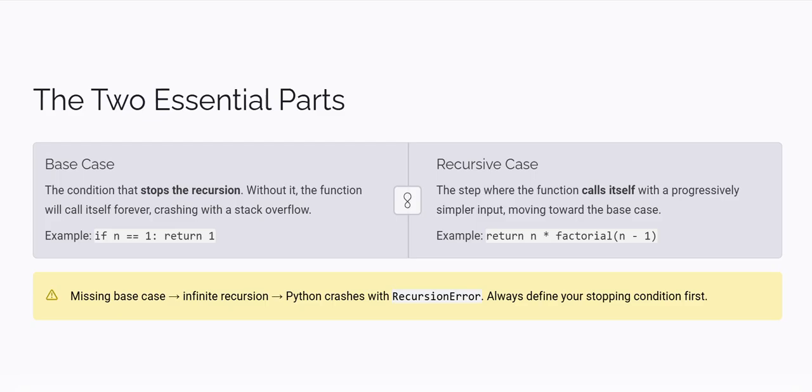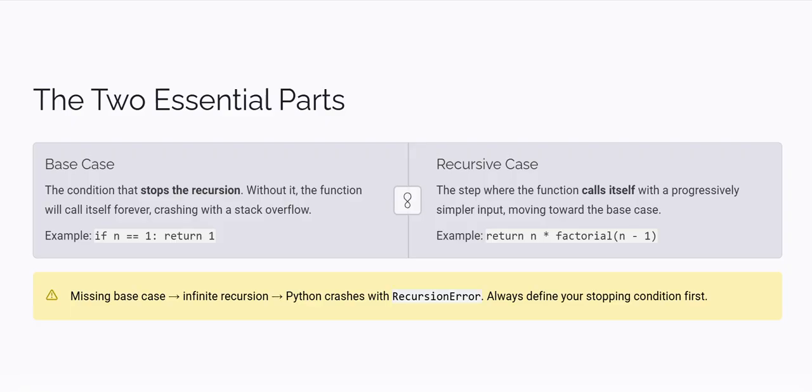As I told you, the base case stops the function from repeating until infinity. This is the condition where the function knows when it has to stop itself. Without it, the function will call itself forever, crashing with a stack overflow. So there will be a stack overflow if the function keeps calling itself again and again forever. That's why we need a base case to stop the recursion at some specific point.